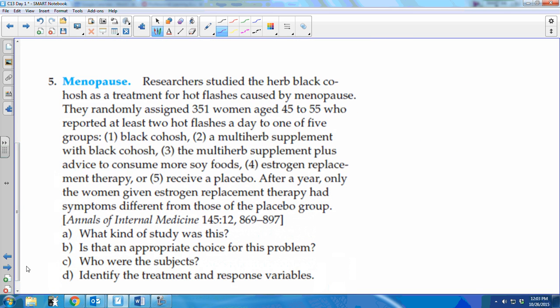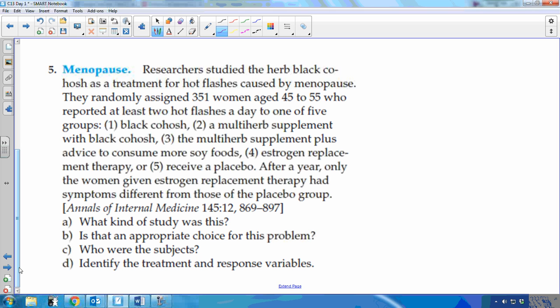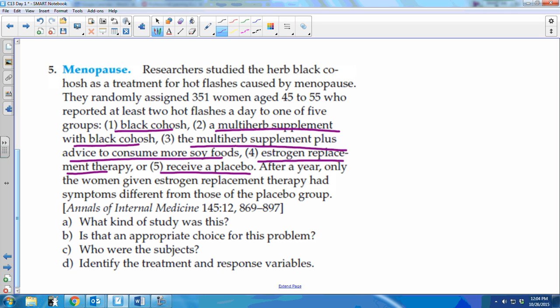All right, last one. Researchers studied the herb black cohosh as a treatment for hot flashes caused by menopause. They randomly assigned 351 women aged 45 to 55 who reported at least 2 hot flashes a day to one of 5 groups. And you have these 5 different groups. They're all different supplements. After a year, only the women given estrogen replacement therapy had symptoms different from those of the placebo group. All right? So what kind of study was this? This is definitely an experiment.